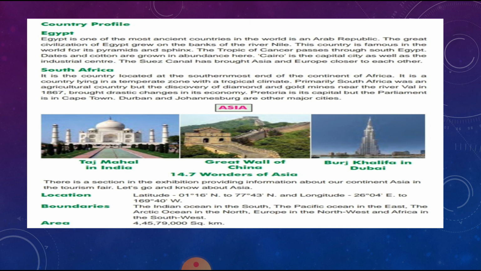It was primarily an agricultural country, but after the discovery of diamond and gold mines near the river Vaal in the year 1867, its economy changed drastically. The capital is Pretoria, but the parliament is in Cape Town. Johannesburg and Durban are the other major cities over there. And that was about South Africa. So in both parts we have discussed Africa.